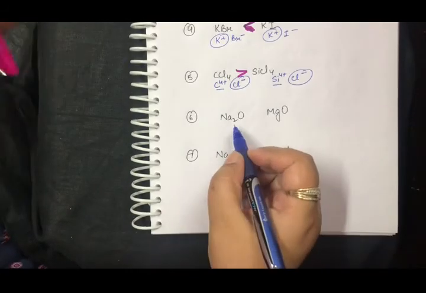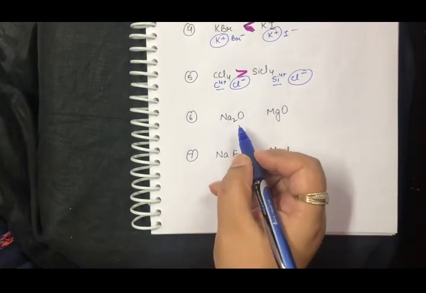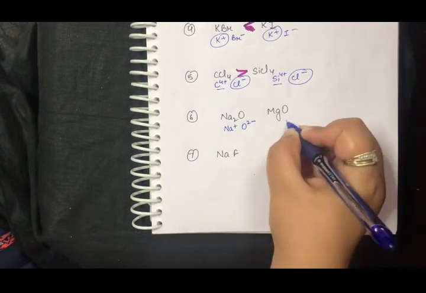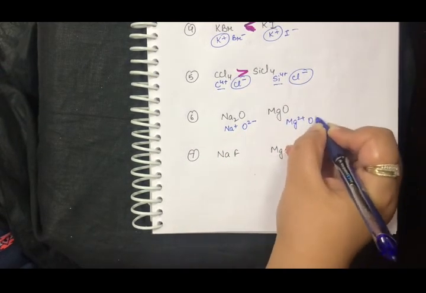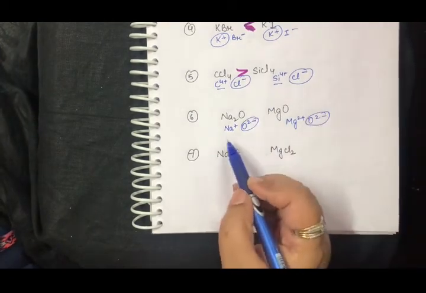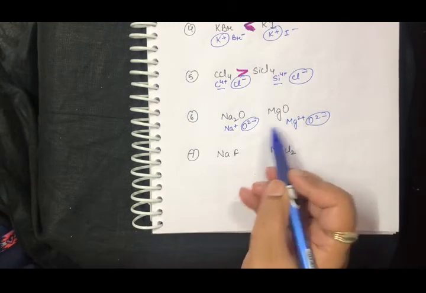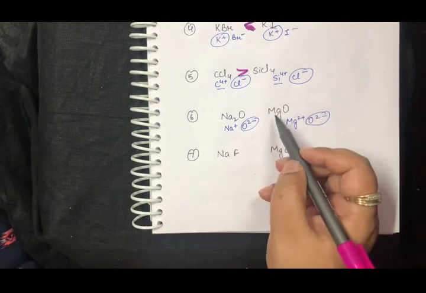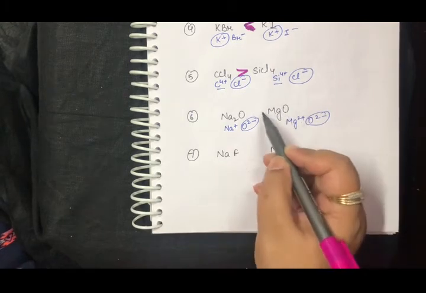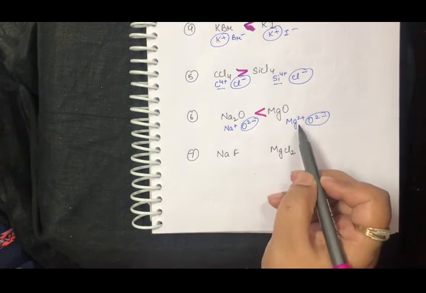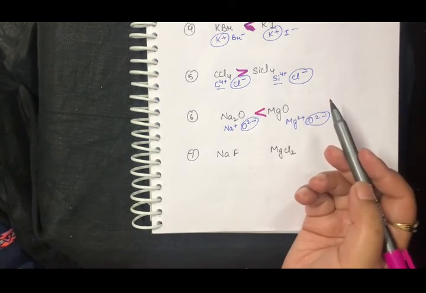Now the next compounds, we have Na2O and MgO. Here sodium is Na+, oxygen is O2-. Here it is Mg2+ and O2-. Now O2- is common. Now I have to see the charges. The charge here is 2+, here it is 1+. So definitely which one is going to have the higher lattice enthalpy? It is definitely going to be MgO, because the lattice enthalpy is higher for the higher charges.